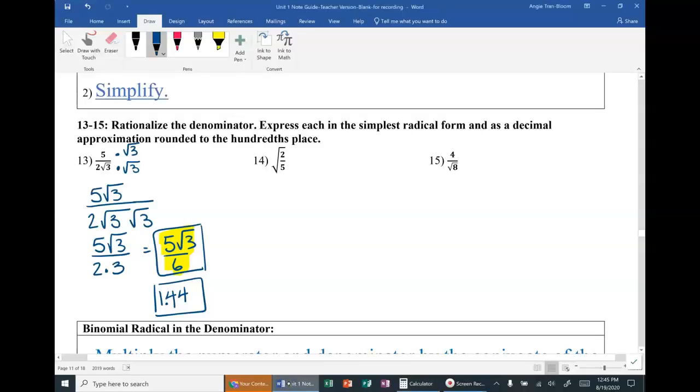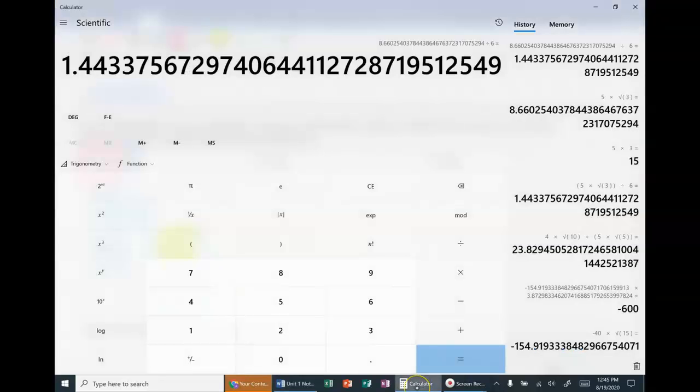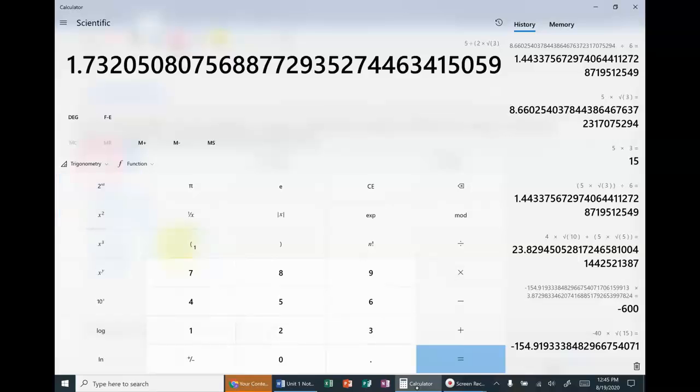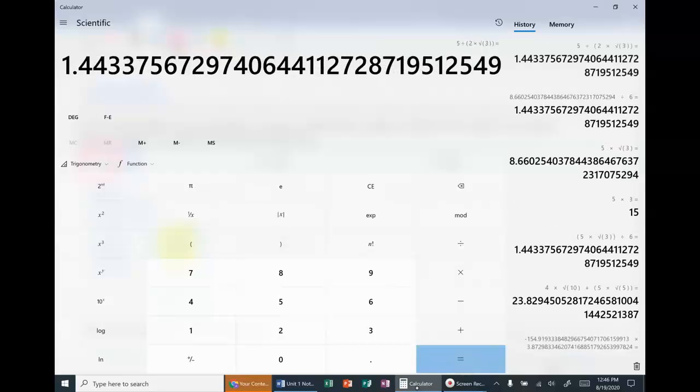Now, in addition, I want you to punch in the original fraction, which is 5, this one right here, which is 5 divided by 2 radical 3. And then see if it's the same exact decimal. Okay, so 5 divided by, open parentheses, 2 times, and then I make sure I put radical 3 in there, and I'm going to close that up. Look at that. The decimal approximation is identical, so you know you were doing the question correctly.